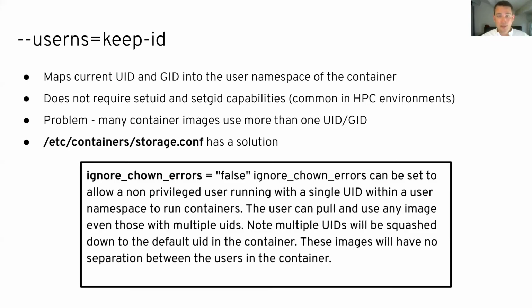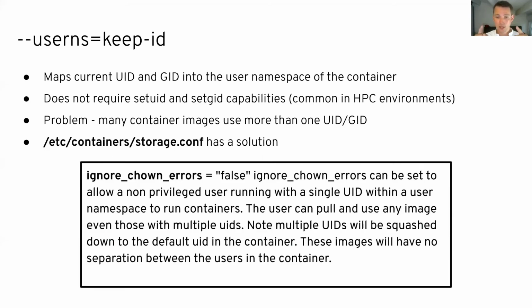However, we've got to note that the natural consequence is that we will flatten the UID and GID space down to a single one, and these images will have no separation between the users in the container. So this is pretty much the necessary evil, but a very portable way. And it was in fact motivated by an HPC use case, and it was a community contribution by HPC users and customers. So this is a very nice way.